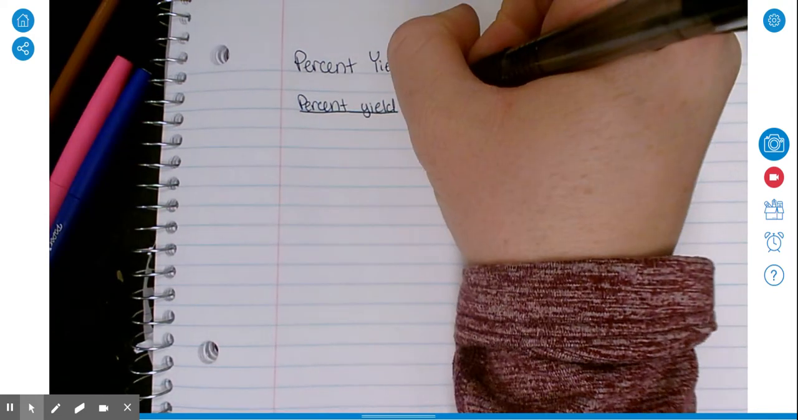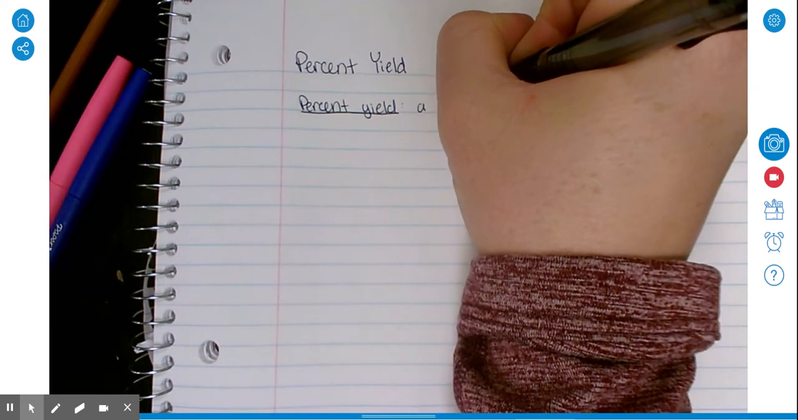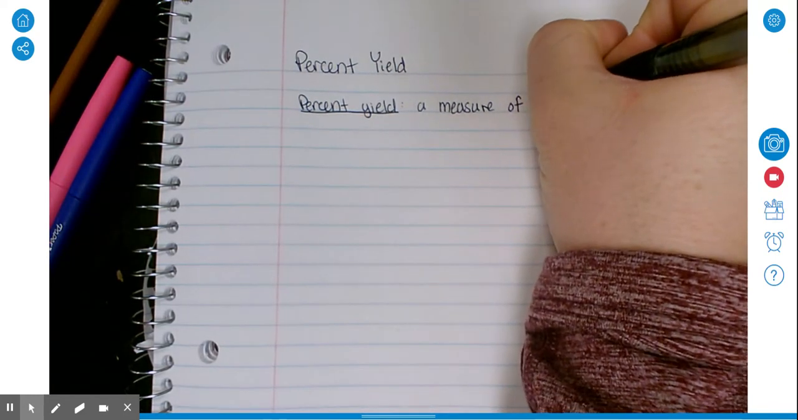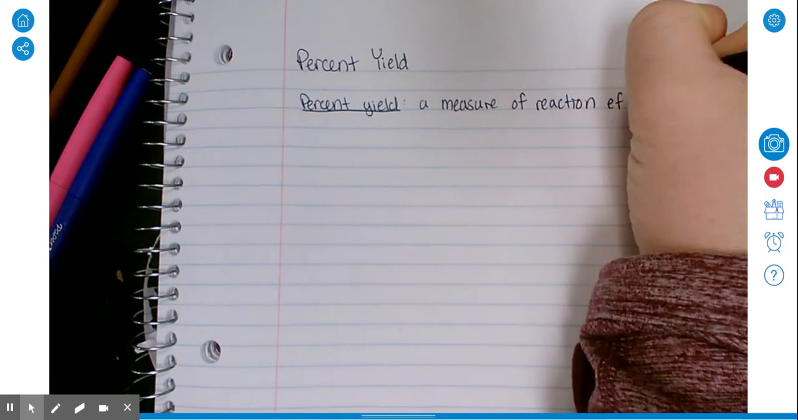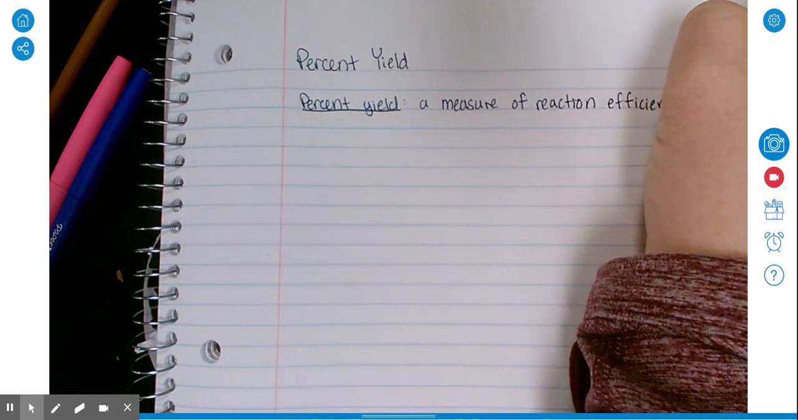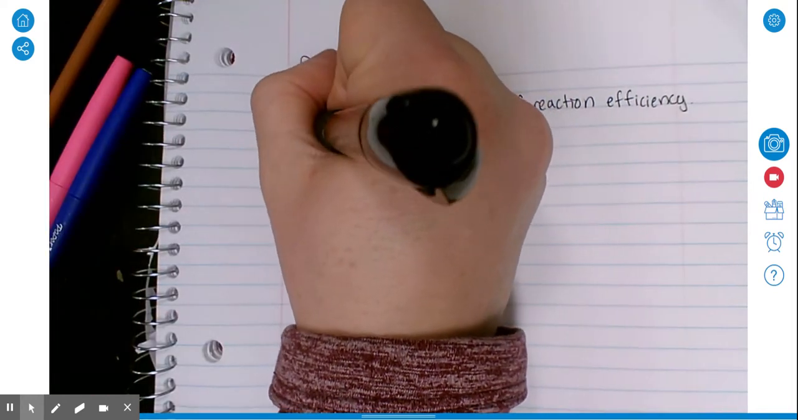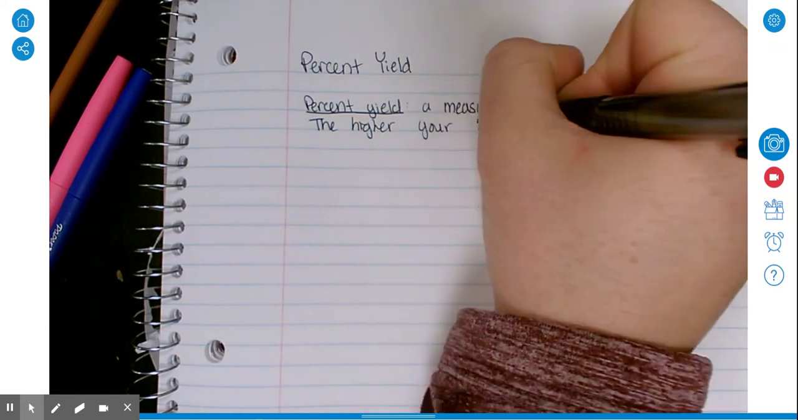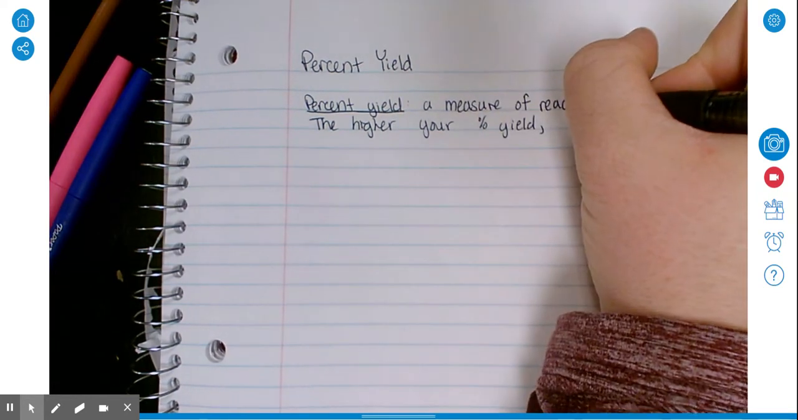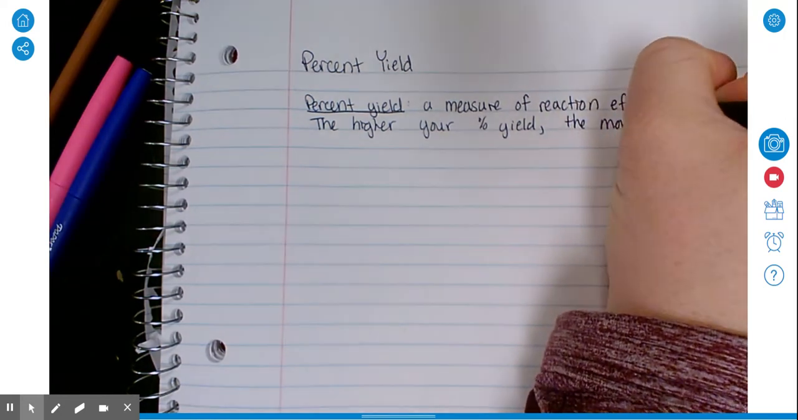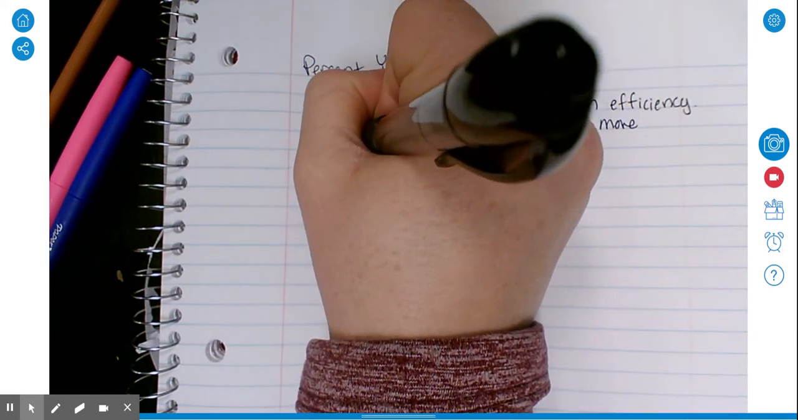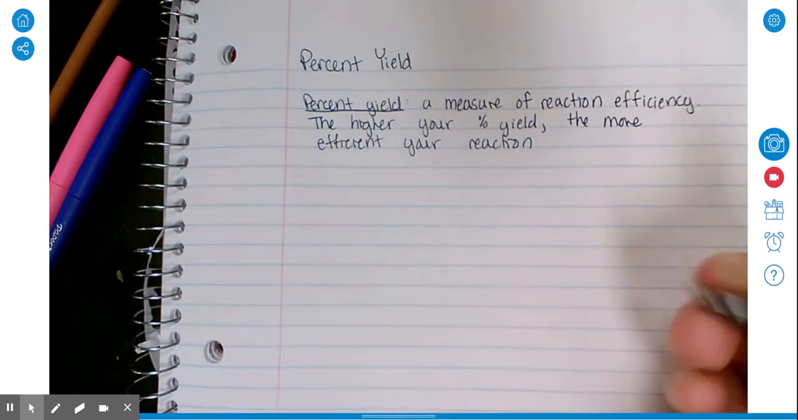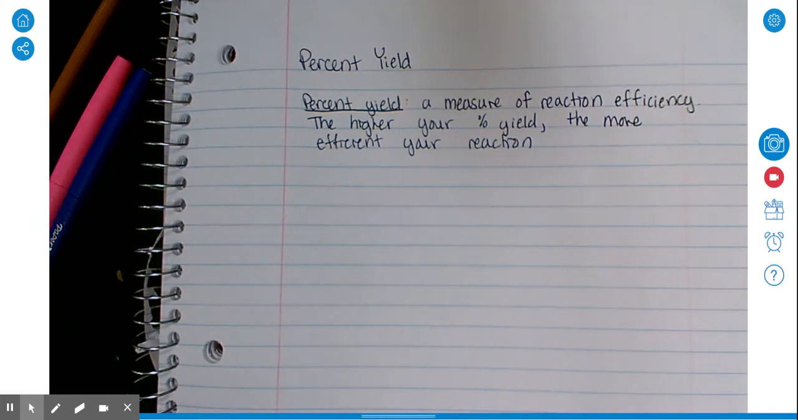So like I said, it is a measure of reaction efficiency, I guess, or productivity. The higher your percent yield, the more efficient your reaction. So comparing what should you have made, which is your theoretical yield, to what did you make.